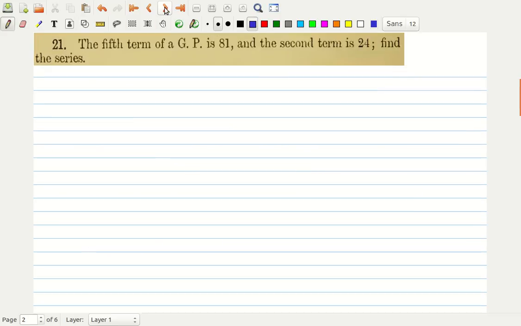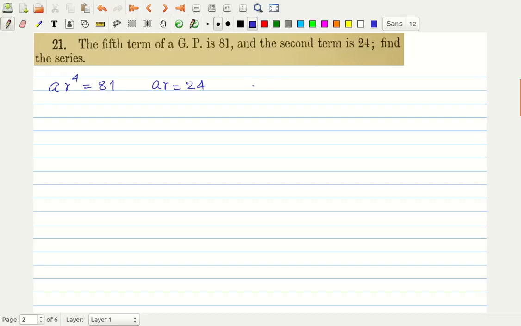Let us solve problem number 21. The fifth term of a GP is 81 and the second term is 24. Find the series. Okay, so let us write the fifth term of the GP. Fifth term of the GP is given by a r to the power 4 is equal to 81, and second term would be a times r is equal to 24. Now we have two equations and two variables, we can easily solve for it.